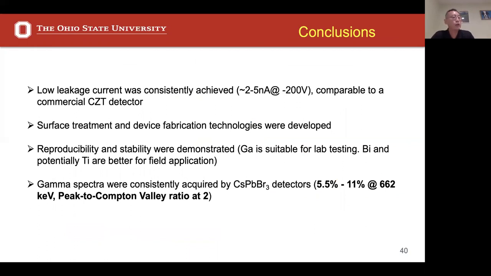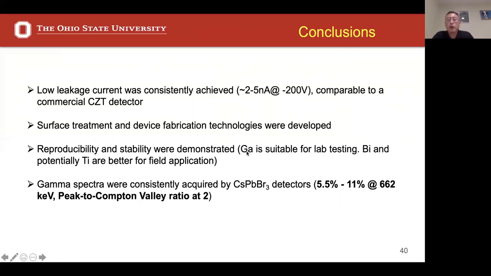So my conclusion is the leakage current in this case has been consistently achieved at about 2 to 5 nanoamp at 200 volts bias. That's really comparable to a commercial CZT detector. So we developed the surface treatment, polishing, and device fabrication for pixelated detector technologies, and we tested the reproducibility and the stability of the device.